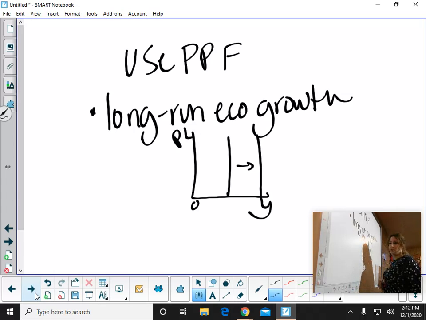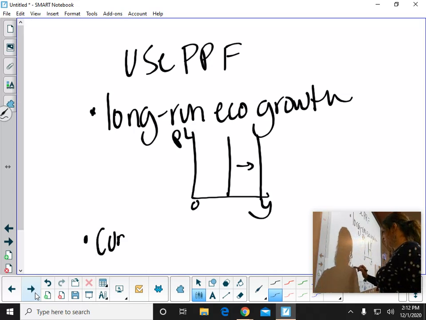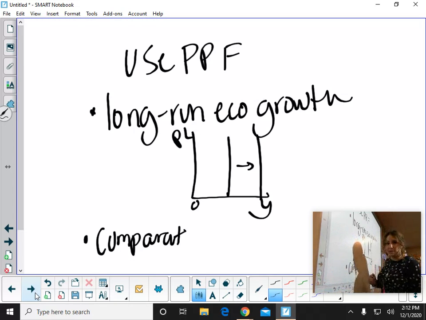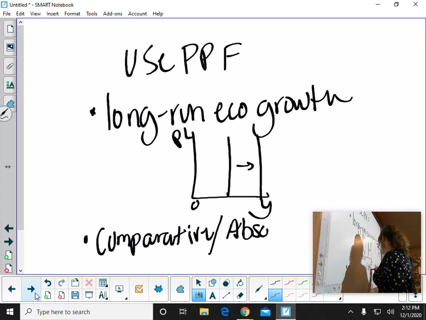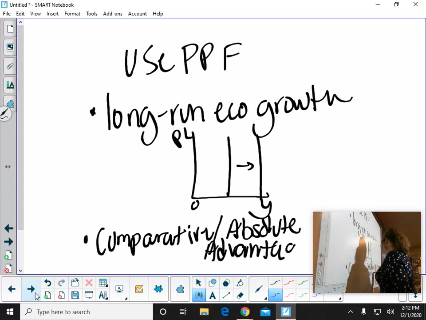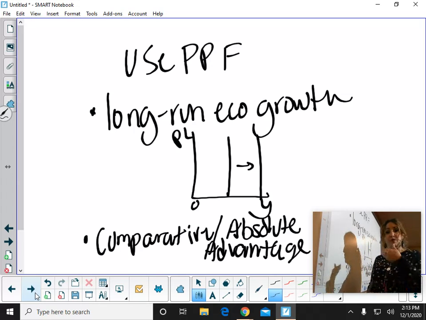But long-run economic growth is one thing we will use the PPF for, and the other one is when we talk about trade, when we talk about comparative and absolute advantage. Should we be making shoes or bolts of cloth, and who has an absolute advantage in shoes and who has a comparative advantage in input and output, all that good stuff. So comparative and absolute advantage. So those are the really big times when we will use PPF curves.